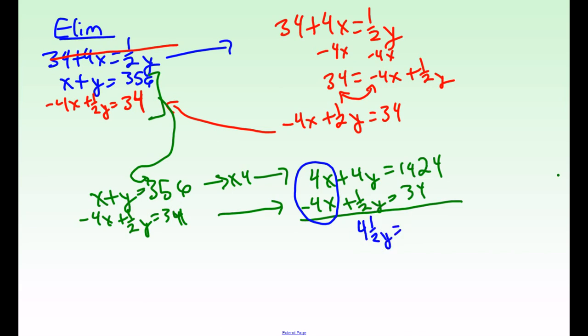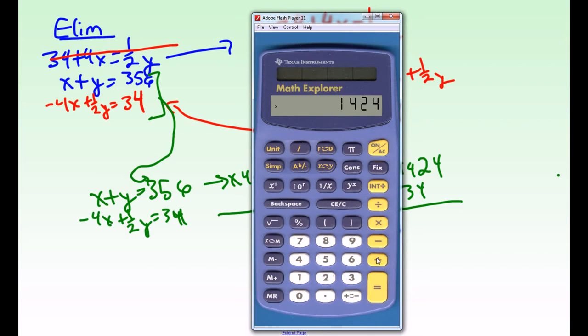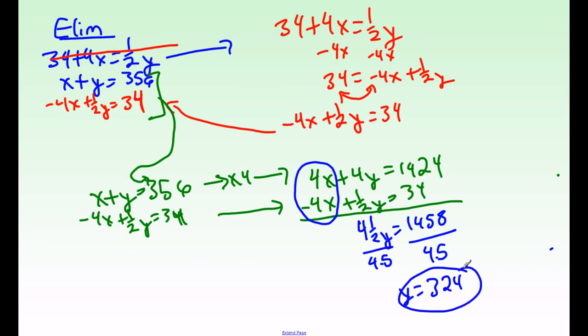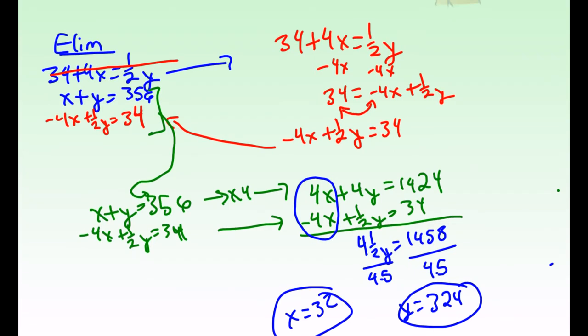This gives me plus 34. Is that 1458? And when I divide by 4.5, I still get y equals 324. And then I'd plug that back in, and I would still get the x value equals 32. So that's the elimination method. That's what I would have to do to eliminate these two. And I even took a few little shortcuts just because I know from experience some of the easier ways to do it.